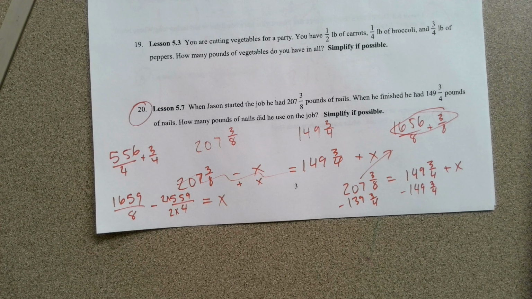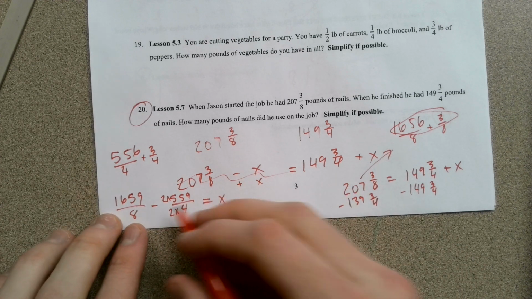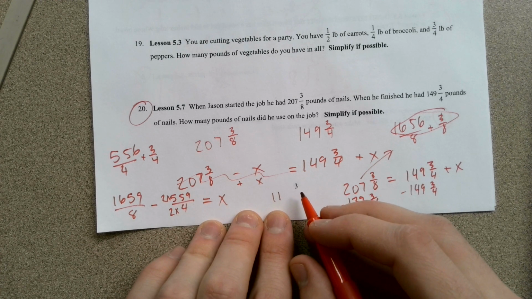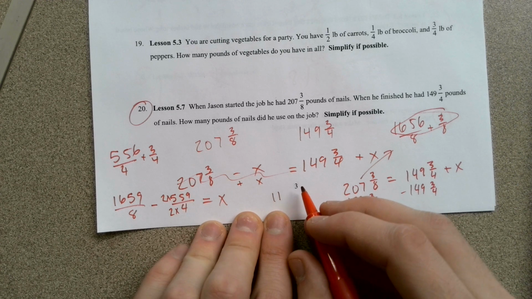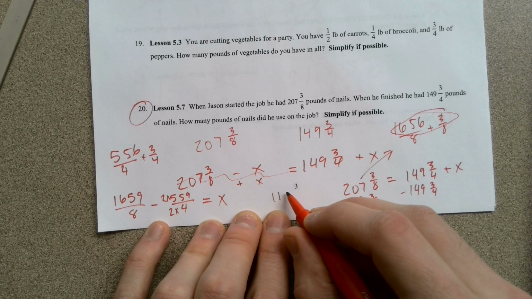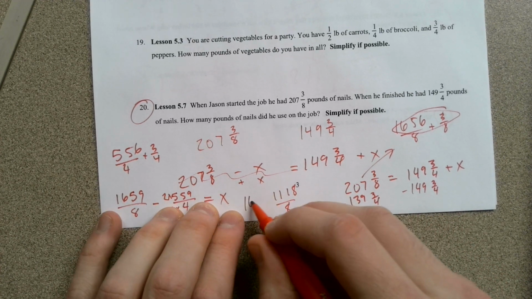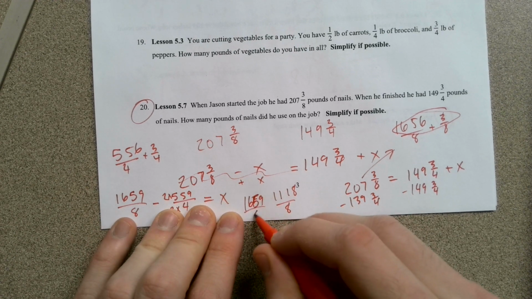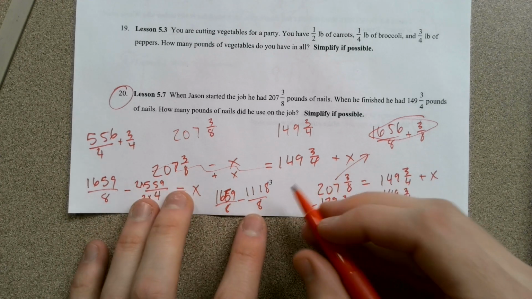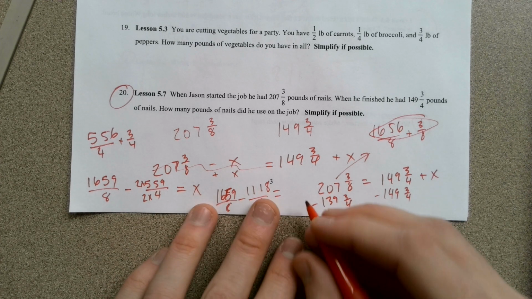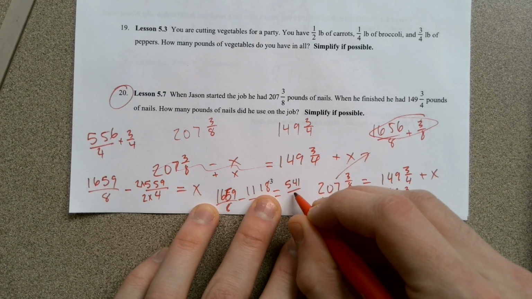And I'm going to get 1,100 and, let's see here, 1,118 over 8. I know these numbers are getting big. Hang with me here. Subtract those out. Finally, we're just subtracting straight across the top. You won't have anything that is this large of numbers on your test, I promise. And we're at 541 over 8.